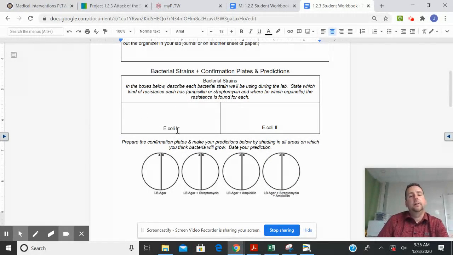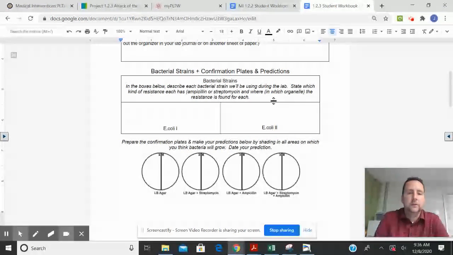So here you're going to describe each bacterial strain you'll be using during the lab. Now, strain basically means version. It's not like when you pull a muscle. It's not like when you put spaghetti in a colander where you're straining it. No, the bacterial strain is a version of the bacteria. So we're using 2 different versions of E. coli bacteria for this lab.